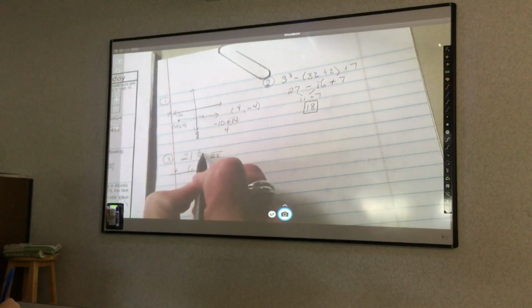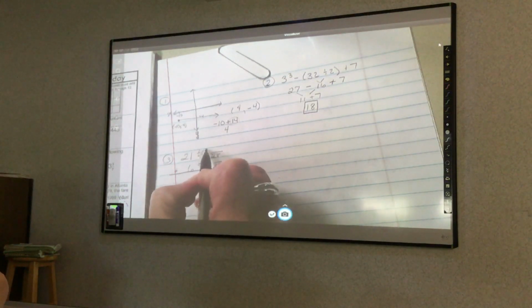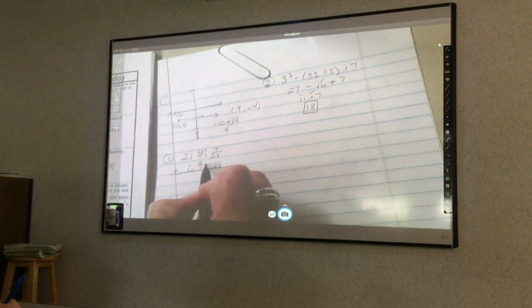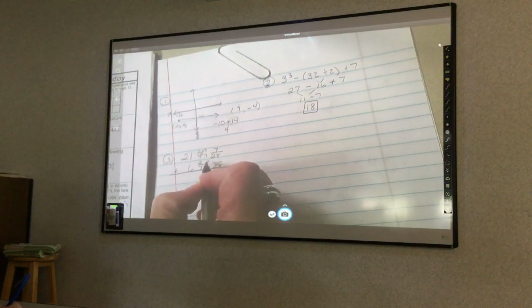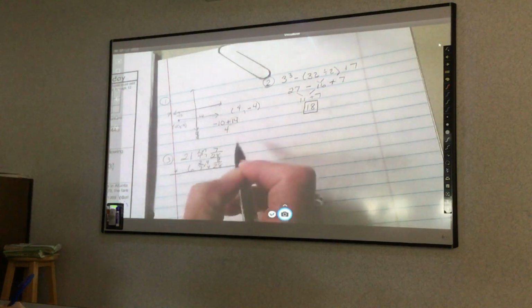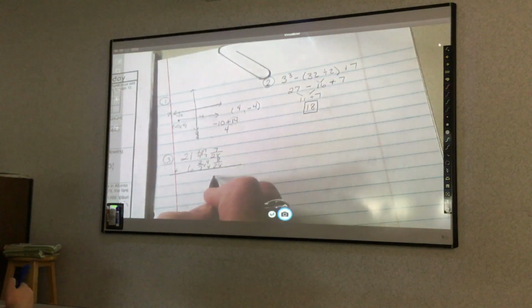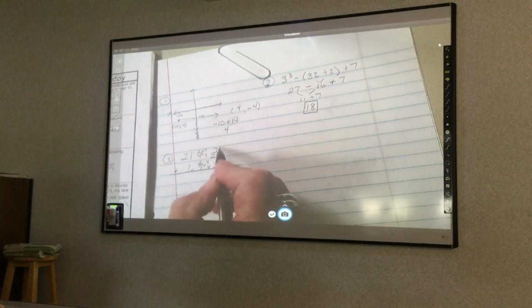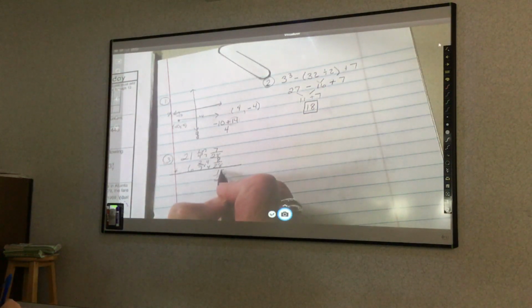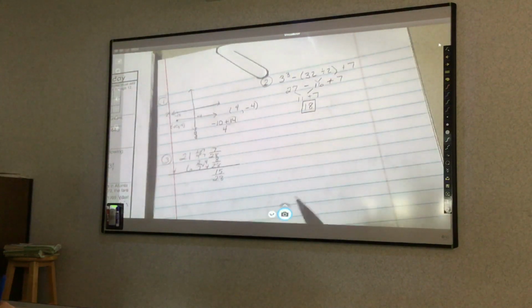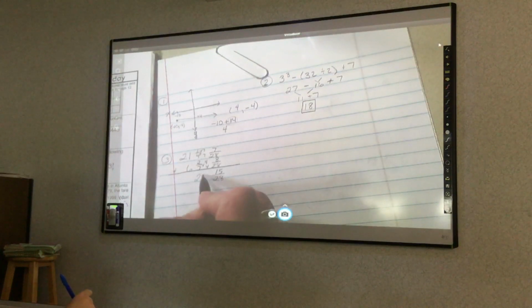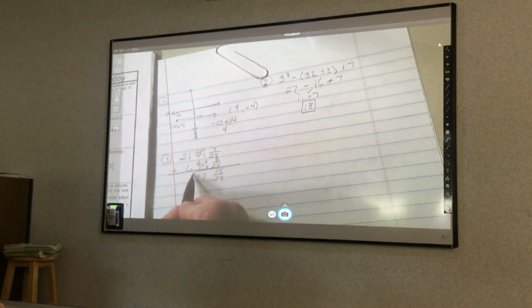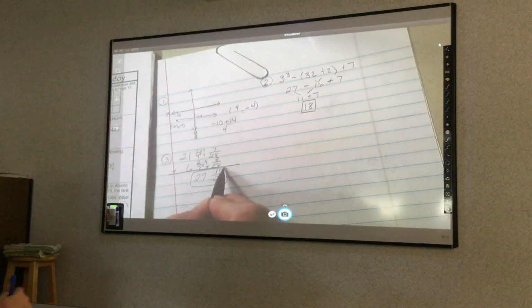So 4 times 7 is 28, so 1 times 7 is 7. 7 times 4 is 28. And if I multiply the denominator by 4, I need to do the numerator by 4. 2 times 4 is 8. So 7 plus 8 is 15, and you always keep the same denominator, which is 28. And then 21 plus 6 is 27, so your final answer is 27 and 15/28.